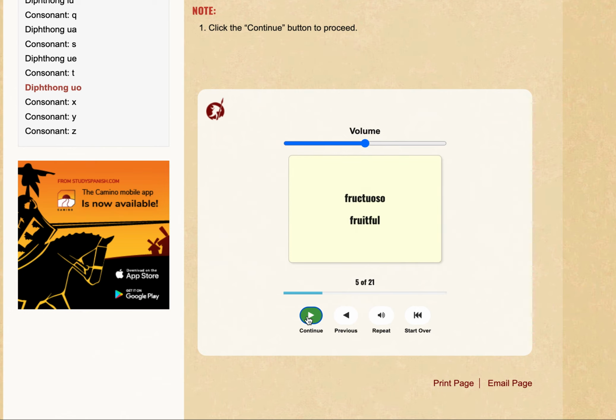Fructuoso, fructuoso. UO, fructuoso. Luctuoso, luctuoso. Monstruo, monstruo. I'm not hearing the R, so it's monstruo. Monstruo, UO, monstruo.